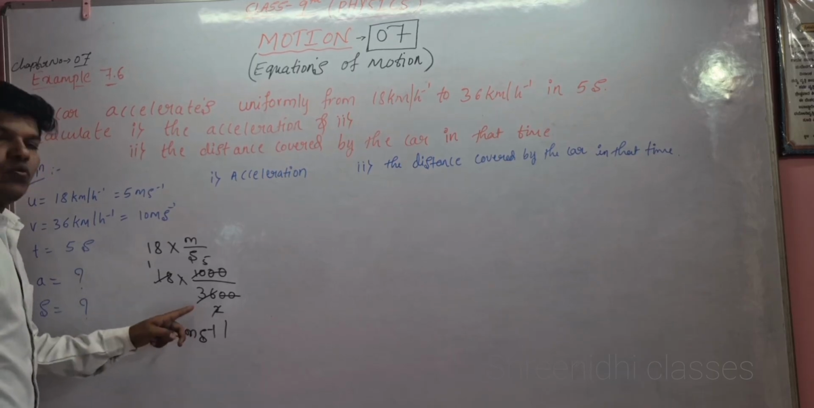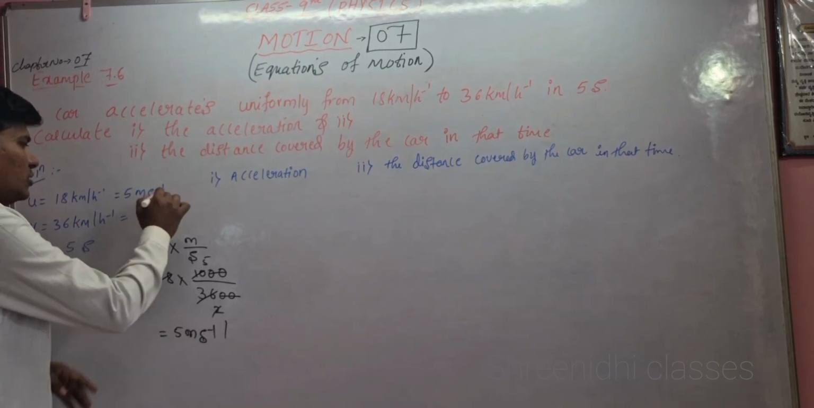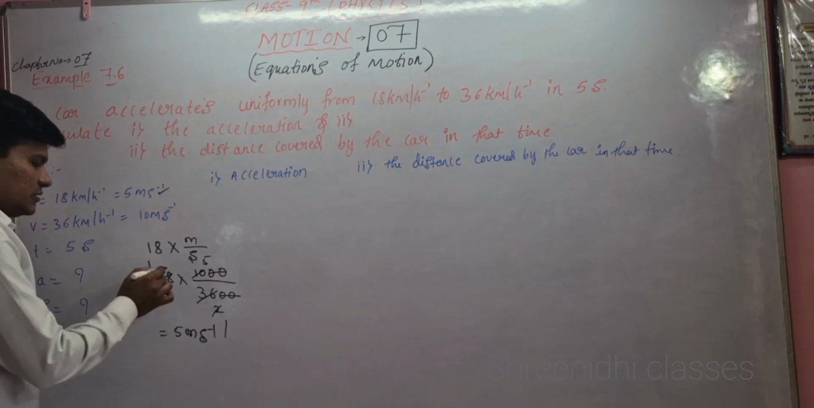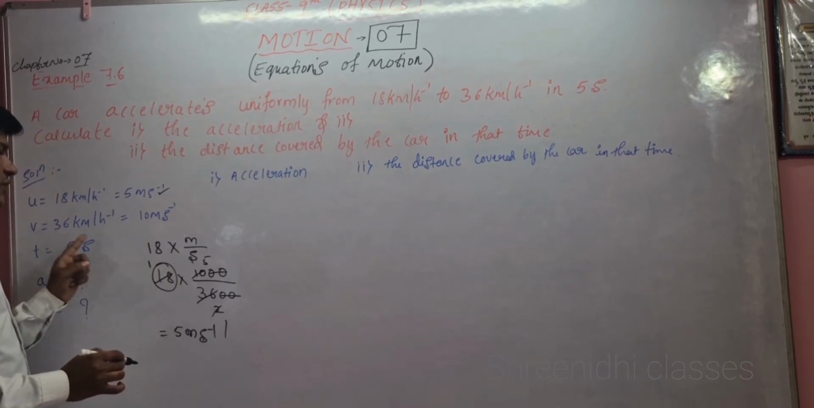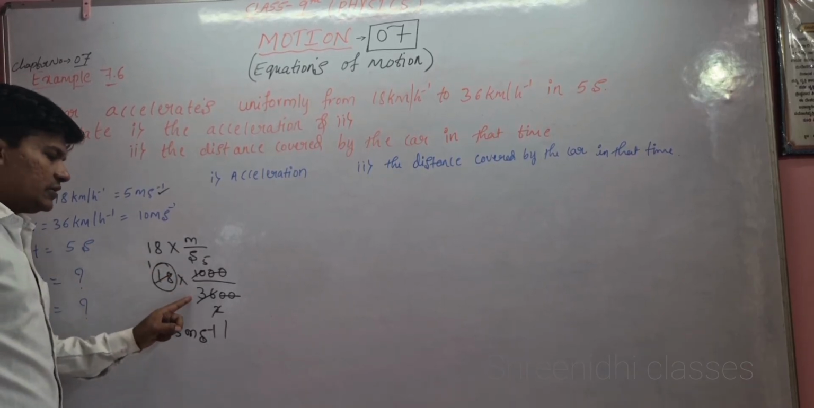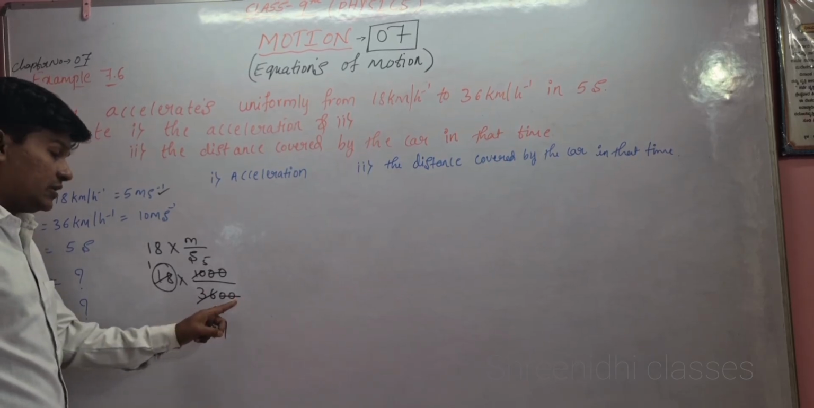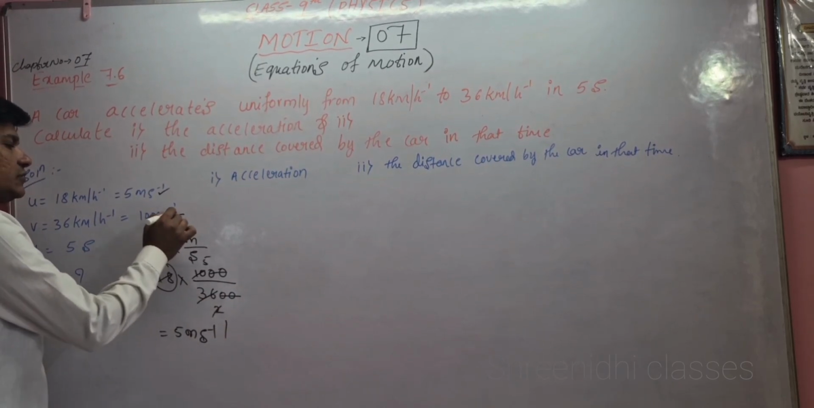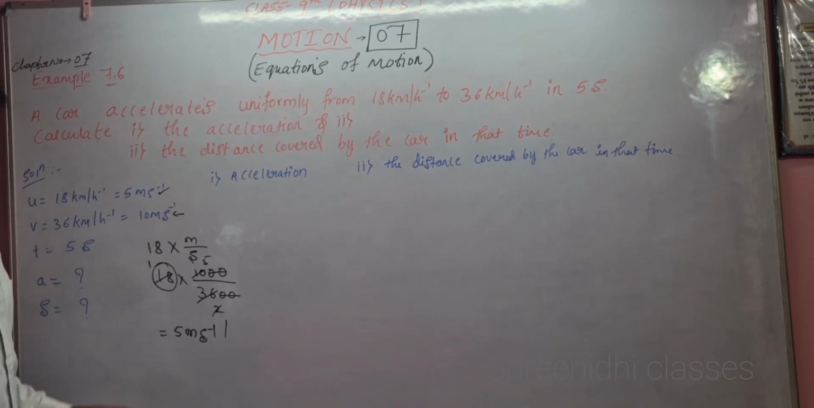The same formula we have to use for the final velocity, and we take the initial as 5 meter per second. Then in place of 18 we have to put 36, and the remaining 3600 seconds will be the same. We have to simplify that and we get 10 meter per second. I hope you understand. Directly we can move on.